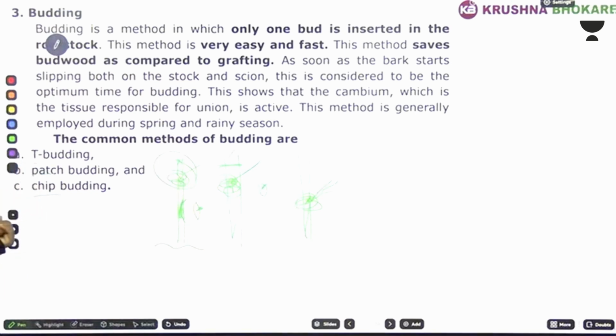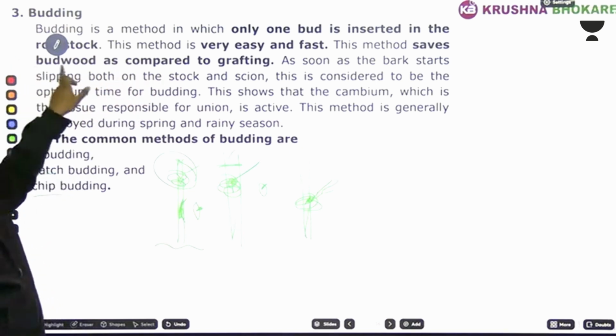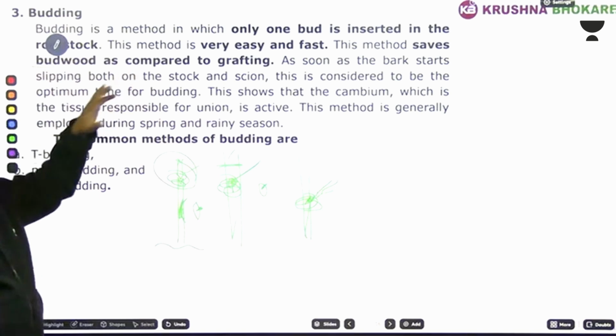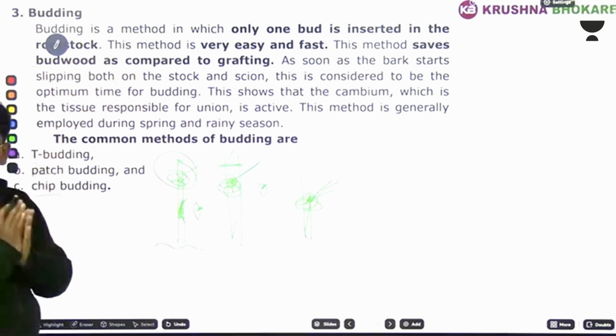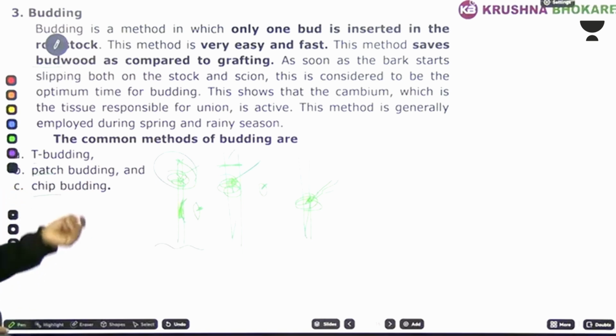ये common method से बेटा budding की, means only one bud is inserted in a rootstock. This method is very easy and fast. This method saves budwood compared to grafting. Grafting में बहुत ज्यादा overall branch लगा देते, but here only bud, ठीक है.